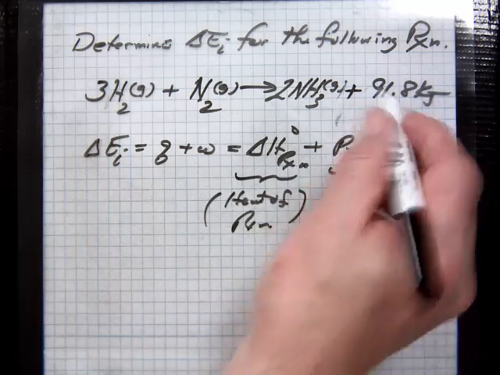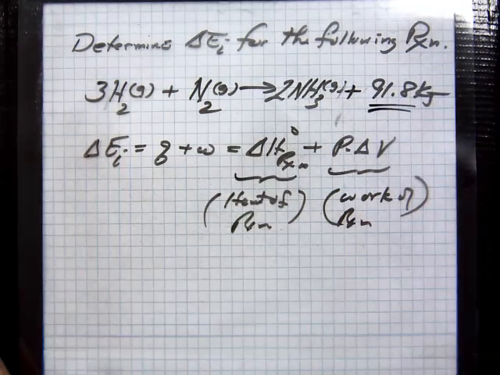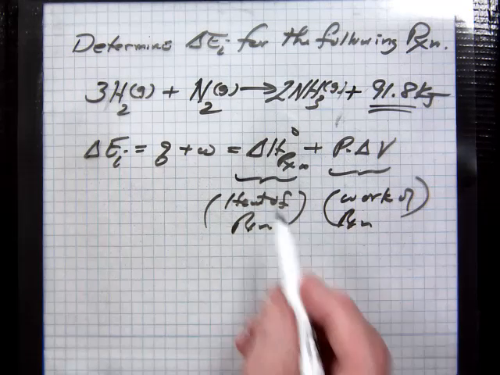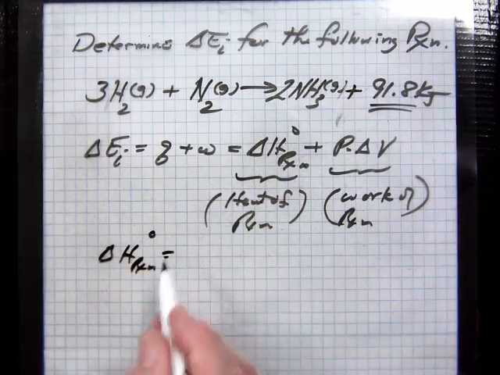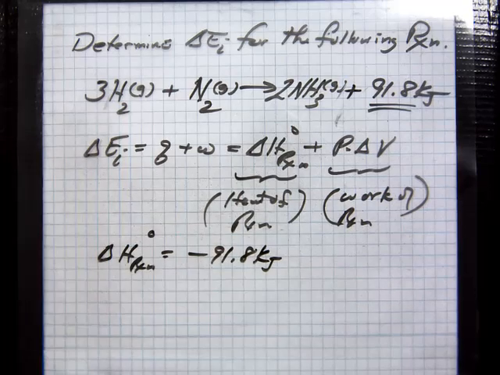In this case, the heat of reaction will be 91.8. It's given right there in the equation. In some, you'll have to calculate it, and we haven't got there yet. So our delta H of reaction for this problem is a minus 91.8 kilojoules. You have to put the negative back in since it's an exothermic.